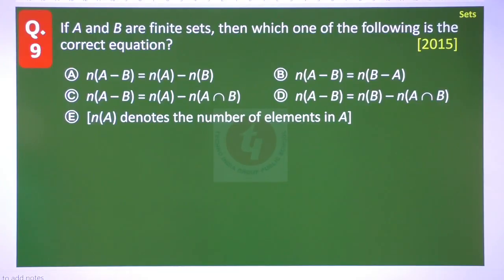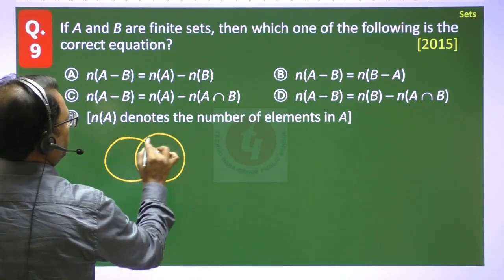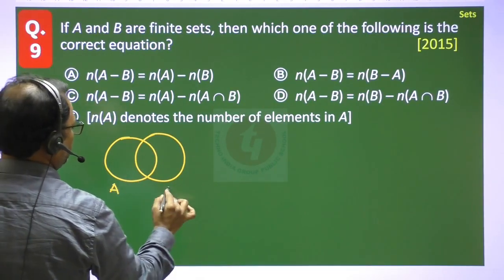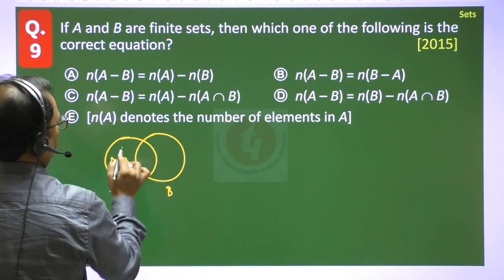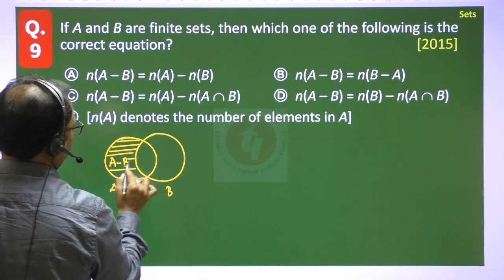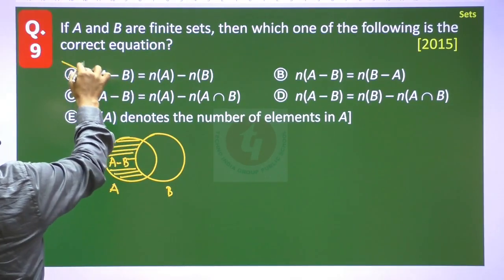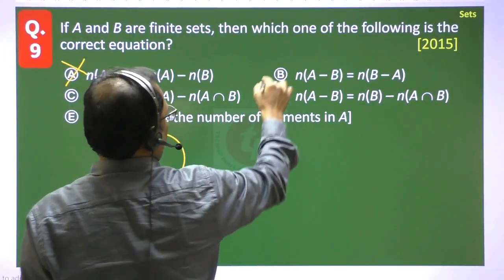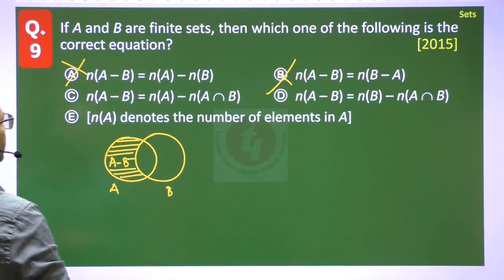Now A and B are finite sets, then which of the following is the correct option? So you have to take A and then B. This is A, this is B, and this part is A minus B, the shaded portion. So n of A minus B is equal to n of A minus n of B. Wrong option. Option A, no. Differences don't necessarily have the same number of elements.